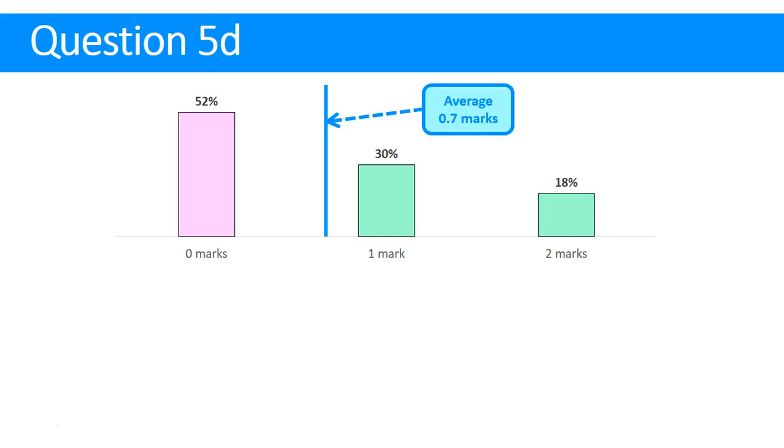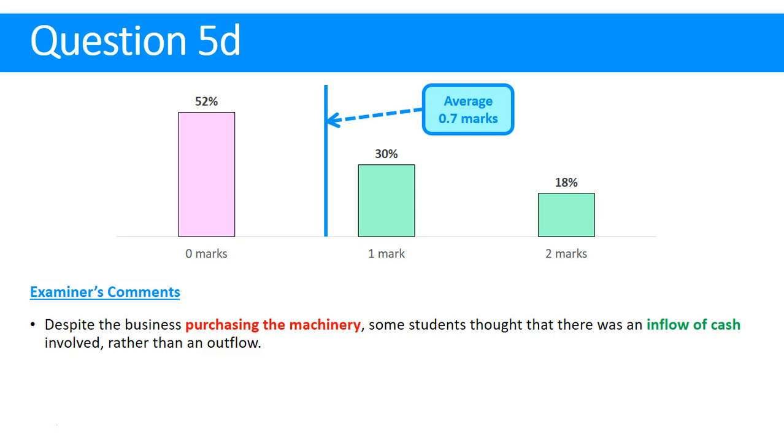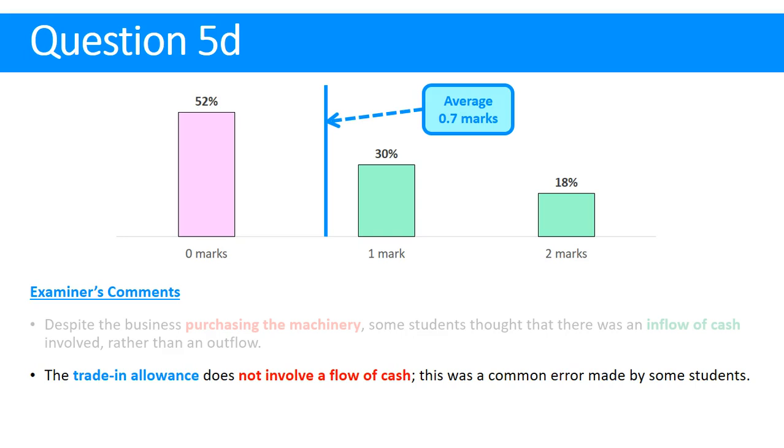The average was 0.7, and the examiner's comments were, despite the business buying the machinery, some students thought there was an inflow of cash instead of an outflow. So that trade-in allowance, remember, is not actually us getting money, it's just saving money in terms of how much we're going to spend. And the trade-in allowance does not involve a flow of cash. So the same point, we're talking about not getting $10,000, we're just talking about spending less money.